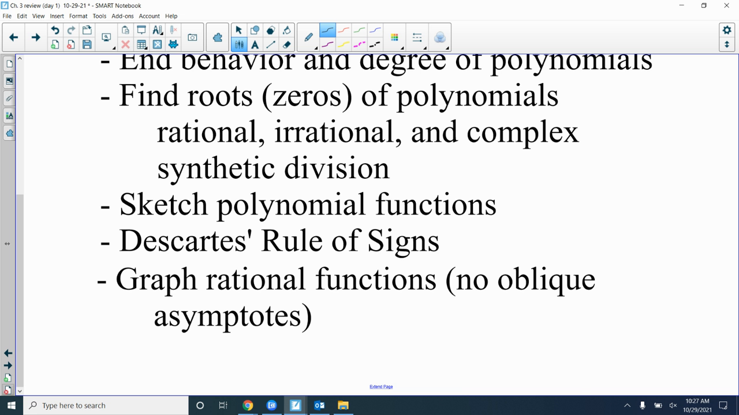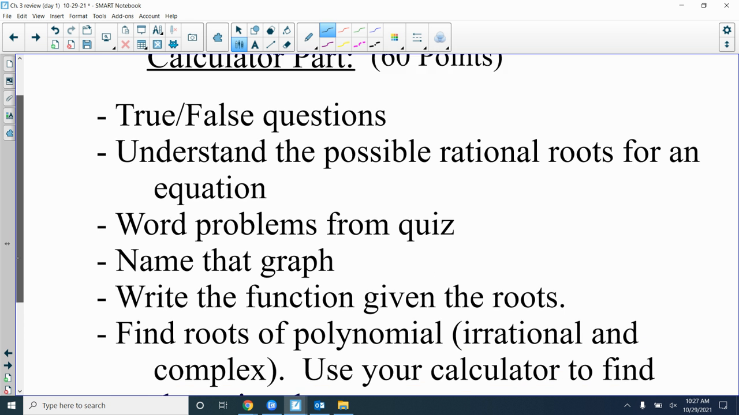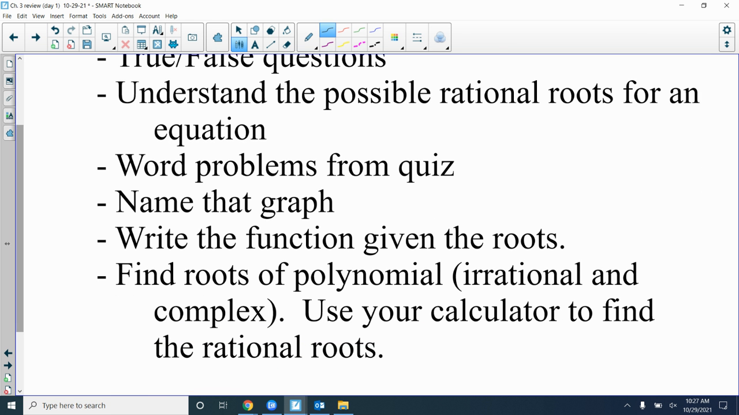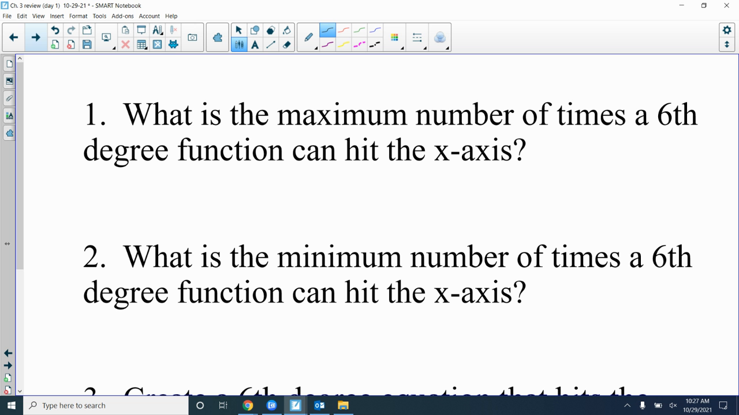Calculator part, you'll have some true false. Be able to list all possible rational roots, word problems from the quiz. So you want to go look over those. A little bit of name that graph. Write the function given the roots, and then find roots of a polynomial where you can use your calculator to find the roots. All right, let's take a look at a couple. All right, so these are right here. What's the minimum number of times a 6-degree function can hit the x-axis?